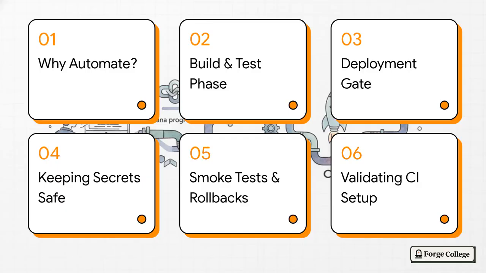All right, let's take a quick look at the blueprint for our factory setup today. We're going to cover why we need to automate, the build and test phase, the strict deployment gate, keeping our secrets safe, running smoke tests, and finally, validating the whole CI setup. Let's just jump right in.